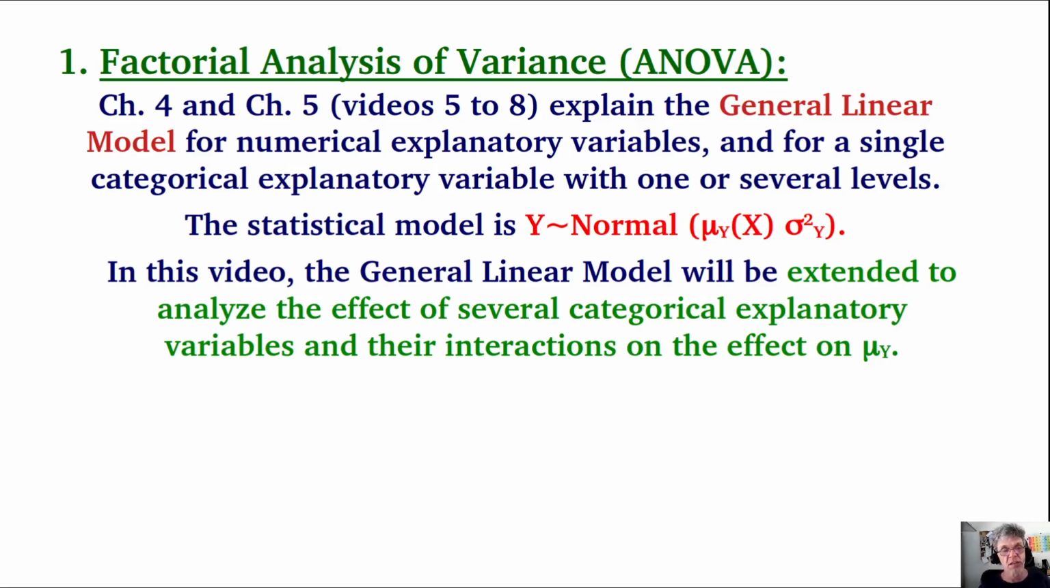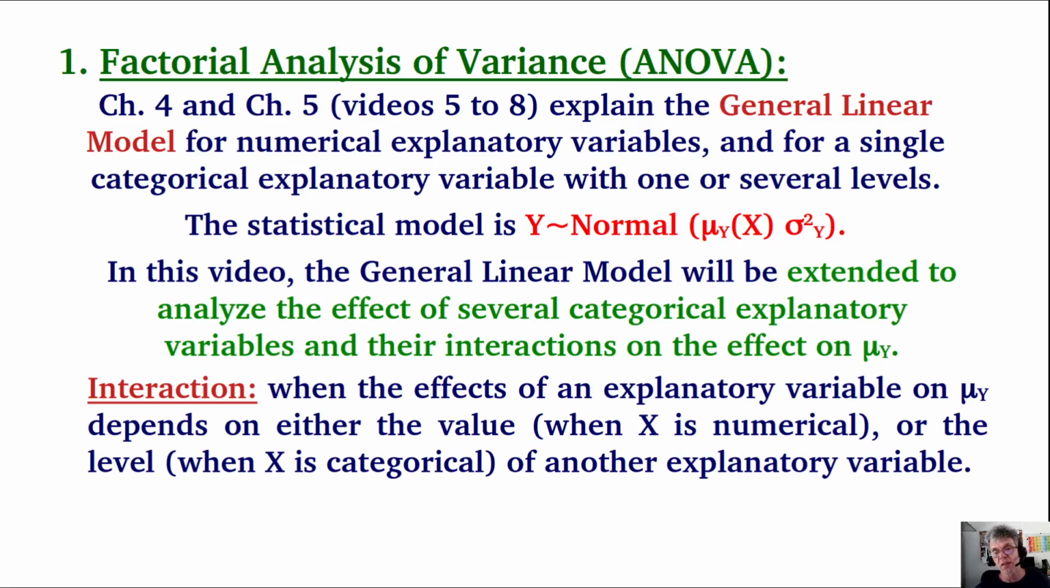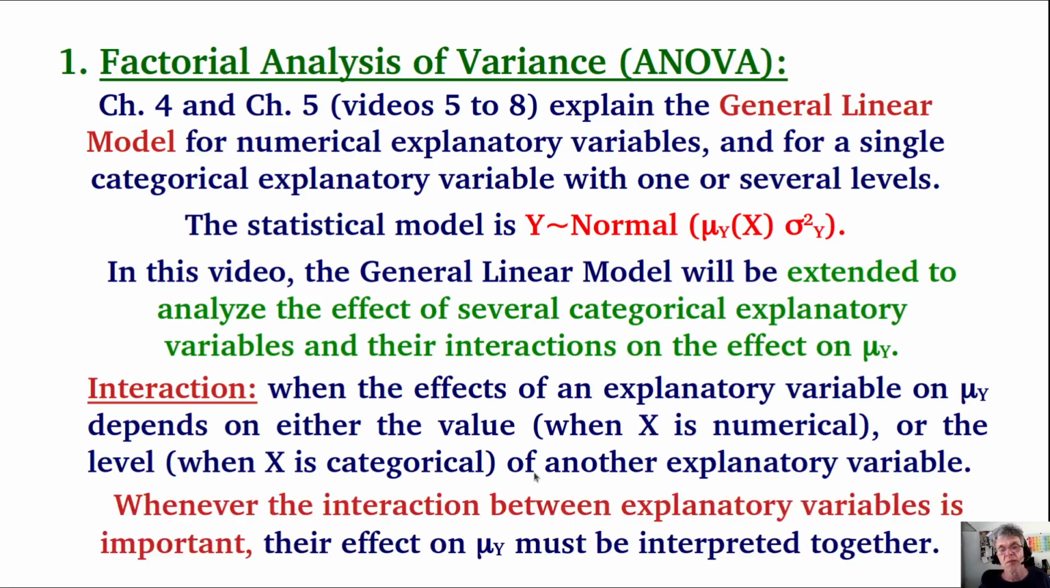So let's define interaction. Interaction is when the effect of a single explanatory variable on the mean of the response variable depends on either the value or the level of another explanatory variable. That is, in this case, we don't have a simple problem, but a slightly more complicated one, since whenever the interaction between explanatory variables is important or relevant, their effect on mu of y must be interpreted together and not on a separate basis.